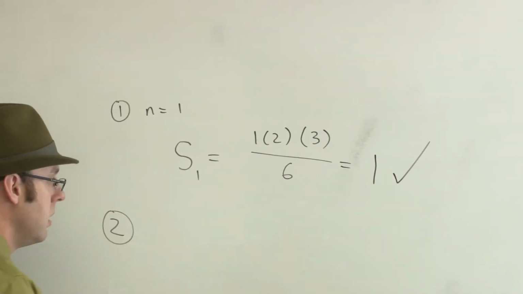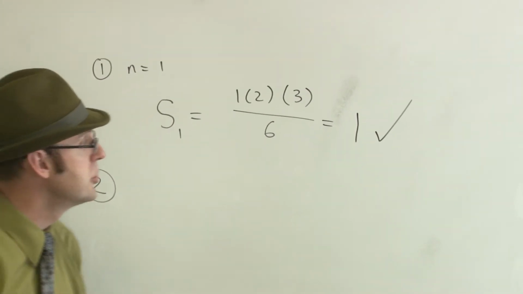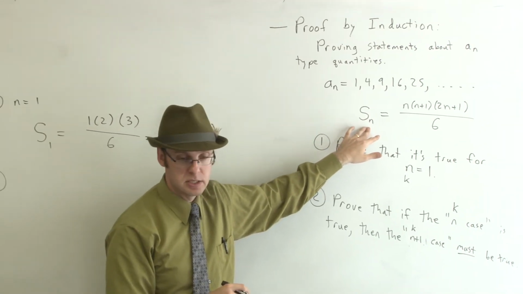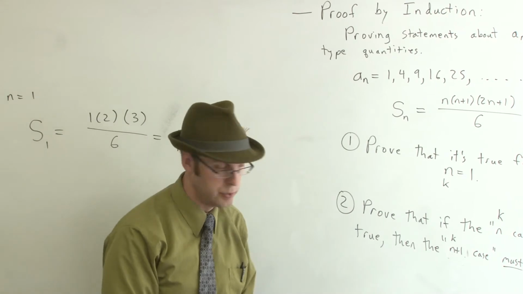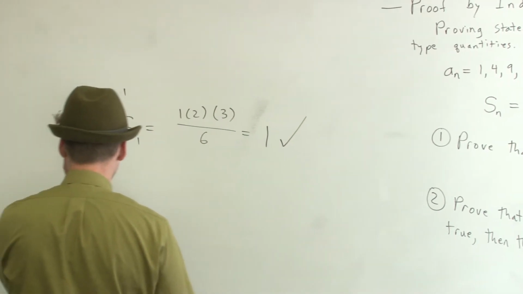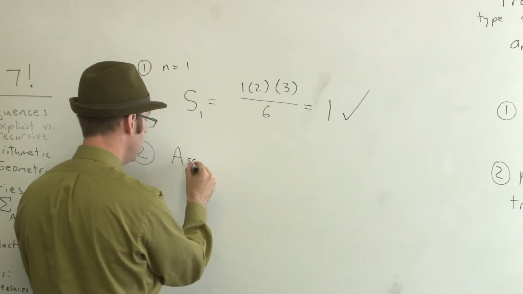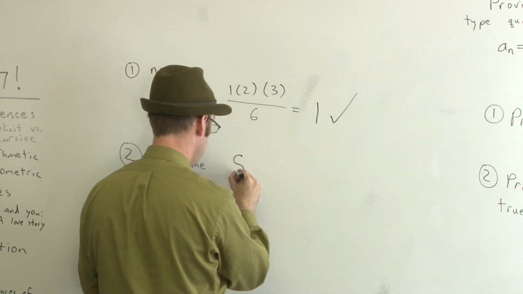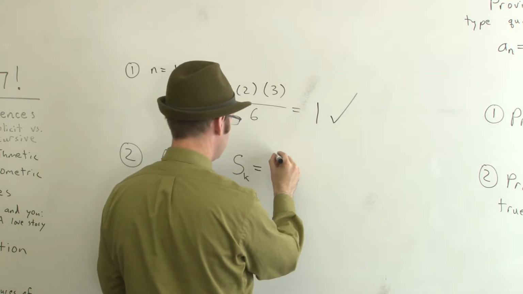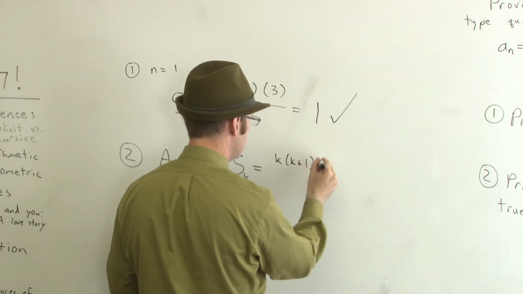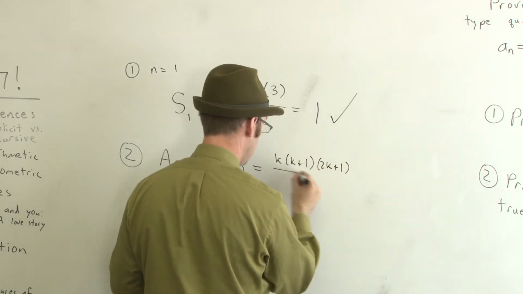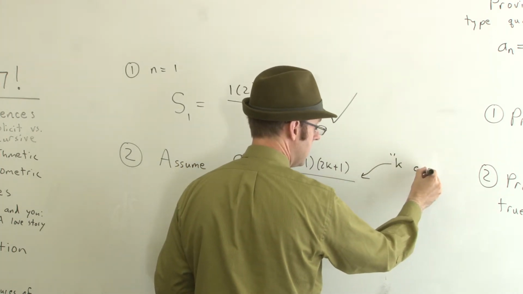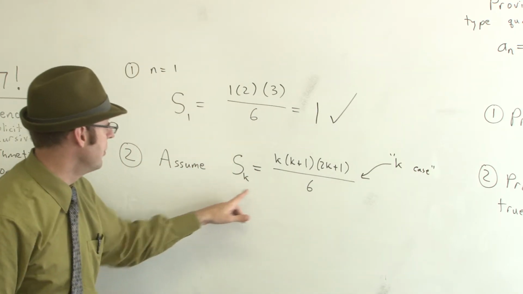From there, I'm going to prove that if I assume this is true, that the n plus 1 case must follow as true as well. So I'm going to assume that S sub k equals k times k plus 1 times 2k plus 1 over 6. This is called the k case. I just replace all the n's with k's.